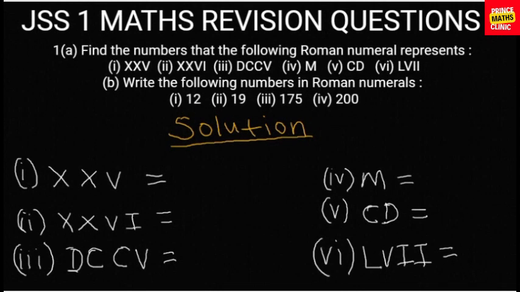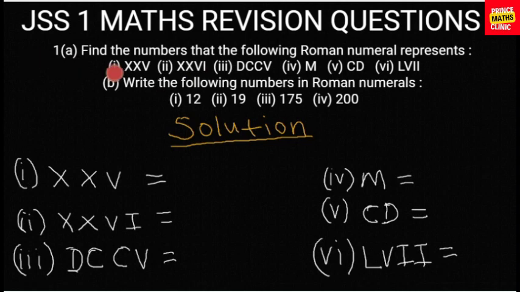So let's get started. As you can see on the screen, the first question says find the number that the following Roman numeral represents. XXV. Let's look at the solution to that one.